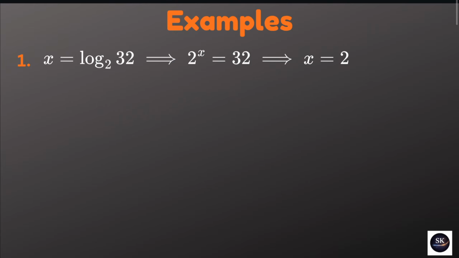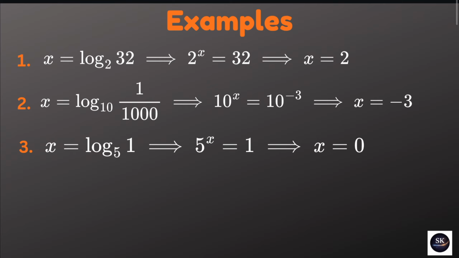Now, the next example, log 1 to the base 5. That's same as 5 raised to x equals 1, and we know that we would have to raise 5 to the 0th power to get 1, so x equals 0. Again, we have used a property of index here, which you can check in the video.